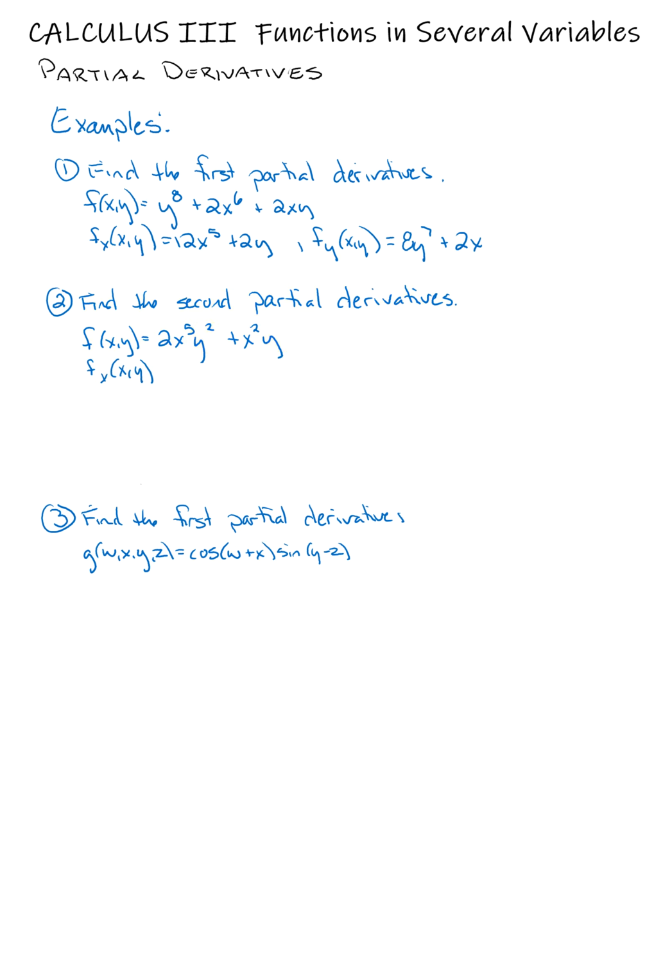So let's see, what do we get? The first one, we end up with 10x to the 4th, but then you just keep that y squared on there. And then x squared y, again, looking at just the x's, I get 2x, but keep that y there at the end, right? There's the first partial with respect to x. The first partial with respect to y.